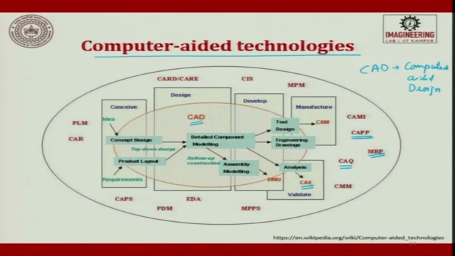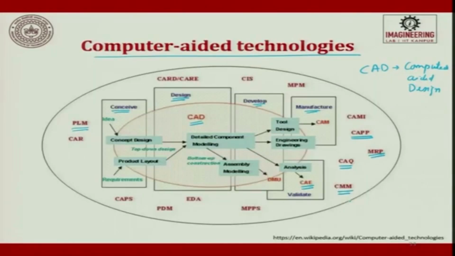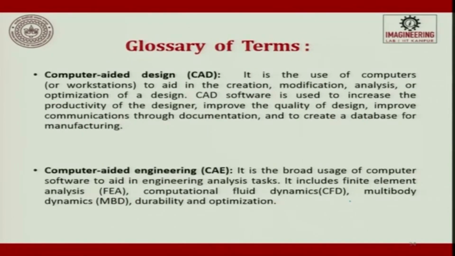So, if you look at it, computers are involved in conceiving stage, in designing stage, in developing stage as well as in manufacturing stage. When we talk about manufacturing, you have computer aided quality control, coordinate measuring machine, all these things come into existence. When we look at conceiving, we look at product life cycle management. So, we have put all the glossary here. So, we will see the glossary one after the other for each terminology.